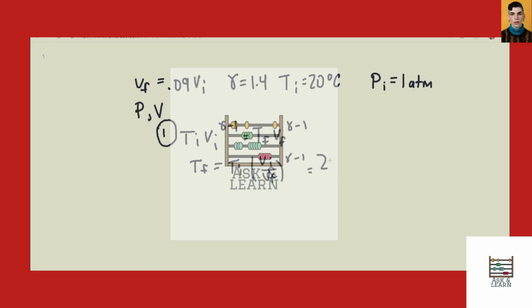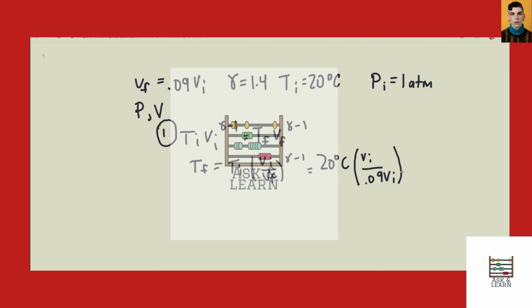T initial is 20 degrees C. And notice I'm not even converting to kelvins, which I generally do, because I'm okay with my final answer coming out in kelvins or degrees Celsius, and none of my calculations rely on putting together SI units and just hoping that the answer comes out in SI units. I'm going to write down what the initial and final volume are. So V initial, I'll just leave as V initial. V final is 0.09 V initial.